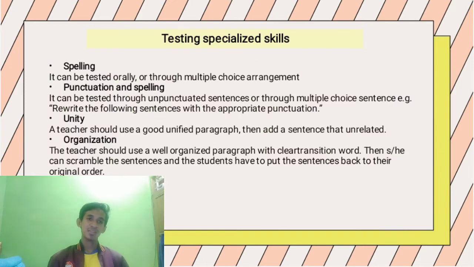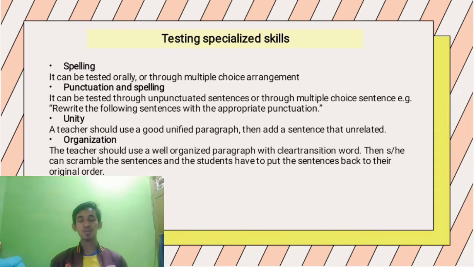So there are three categories or elements in specialized skill to test. The first one is the spelling. So we can test the spelling. You can orally or in writing check the spelling of words well and correctly.